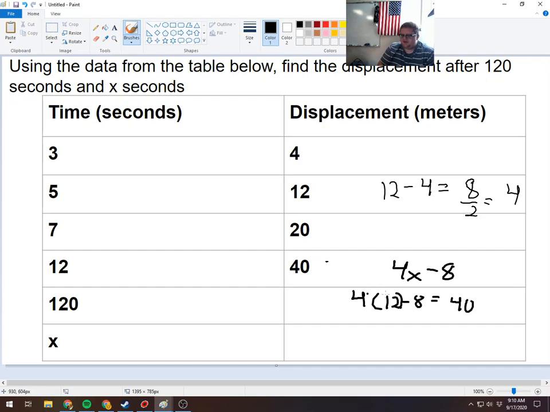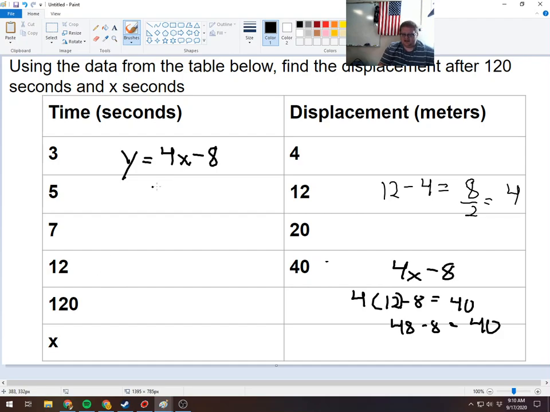Let's see if that's true. 4 times 12 is 48. 48 minus 8 is 40. Okay, so we discovered there's a relationship here, and we can write the equation as a line. It would be y equals 4x minus 8. Now, this would be our equation for a line, and this could tell us anything, right?